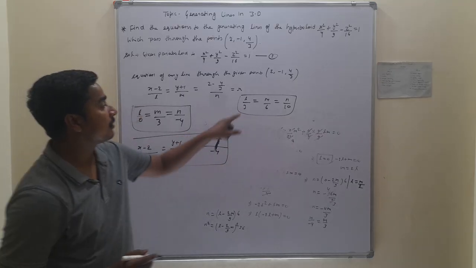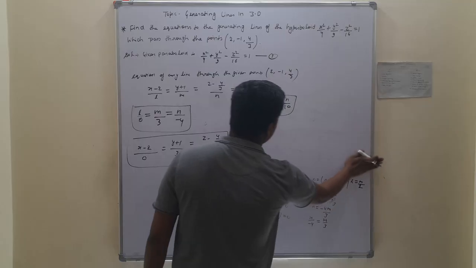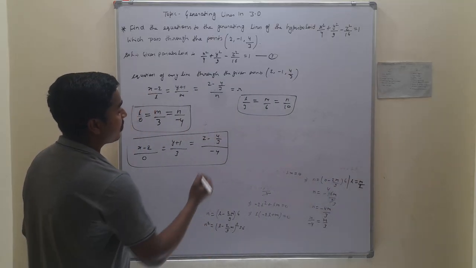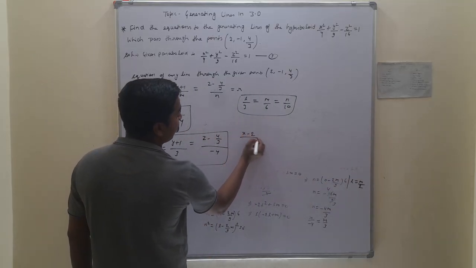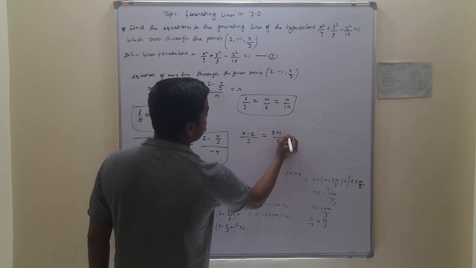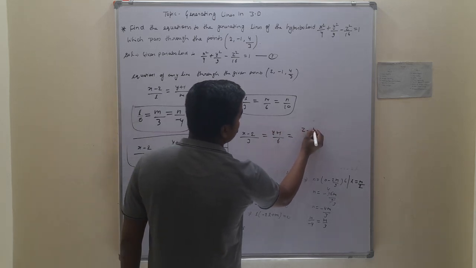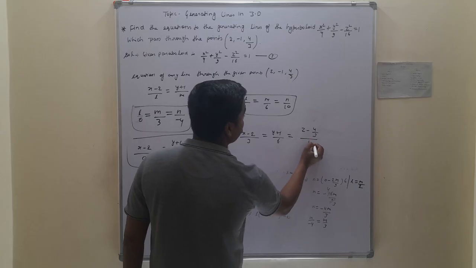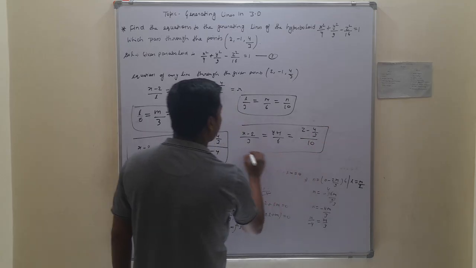Similarly, we use the following result to write the second equation of the generating lines. This is x minus 2 upon 3 is equal to y plus 1 upon 6 is equal to z minus 4 by 3 upon 10. This is the required solution of the given problem.